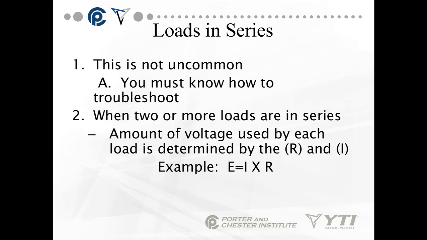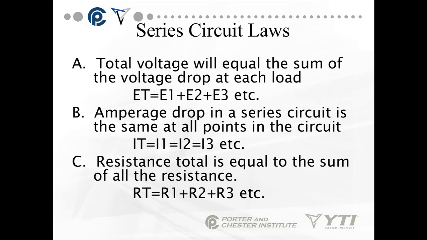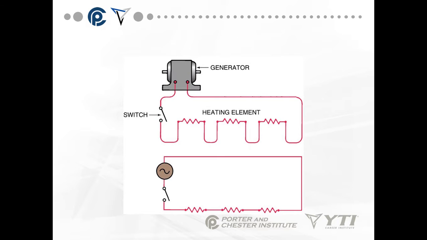Okay, loads in series are not all that uncommon. You must know how to troubleshoot. When two or more loads are in series, the amount of voltage used by each load is determined by the resistance of the load and the amperage of the circuit. E equals I times R. The total voltage will equal the sum of the voltage drop at each load. In other words, if I calculate out load 1, load 2, load 3, add them all together, that has to equal my source voltage. Amperage drop in a series circuit is the same at all points in the circuit. Resistance is the sum of all resistances.